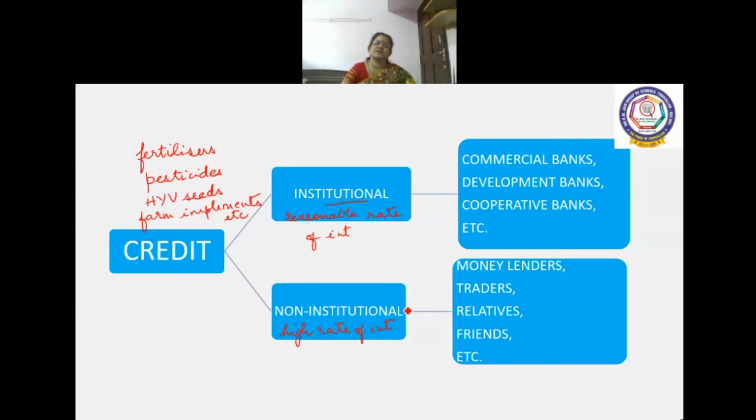Non-institutional credit consists of moneylenders, traders, relatives, and friends. They provide loans at a high rate of interest and hence farmers are put in a debt trap. Sometimes farmers are exploited so much that they even go to the extent of committing suicide.